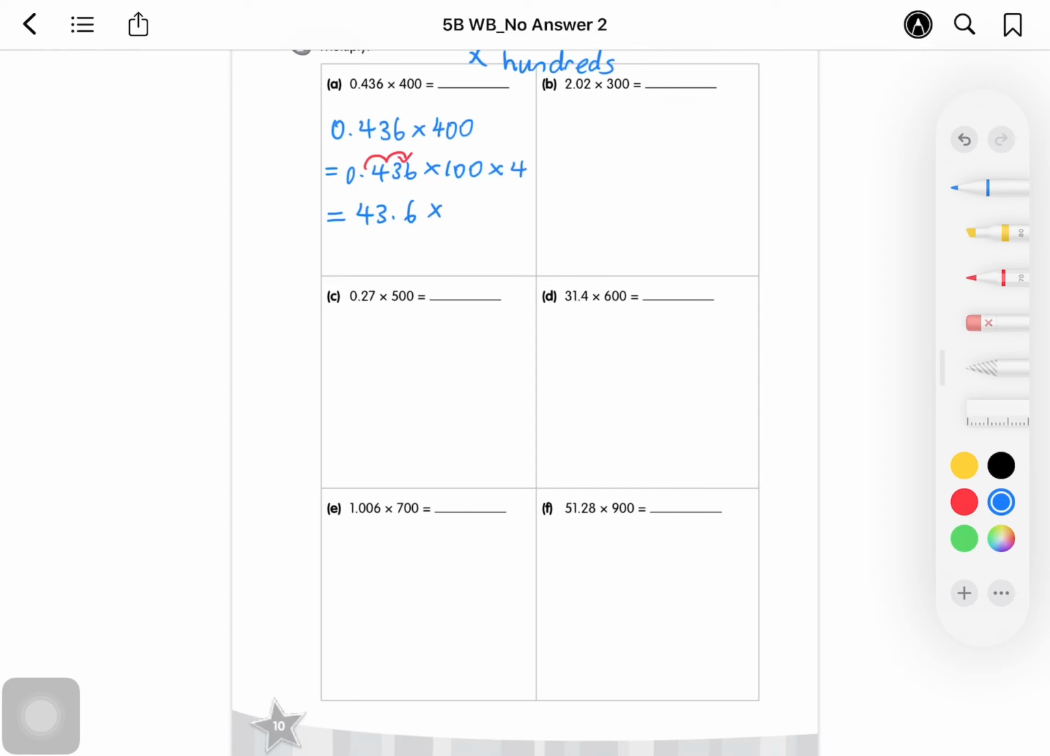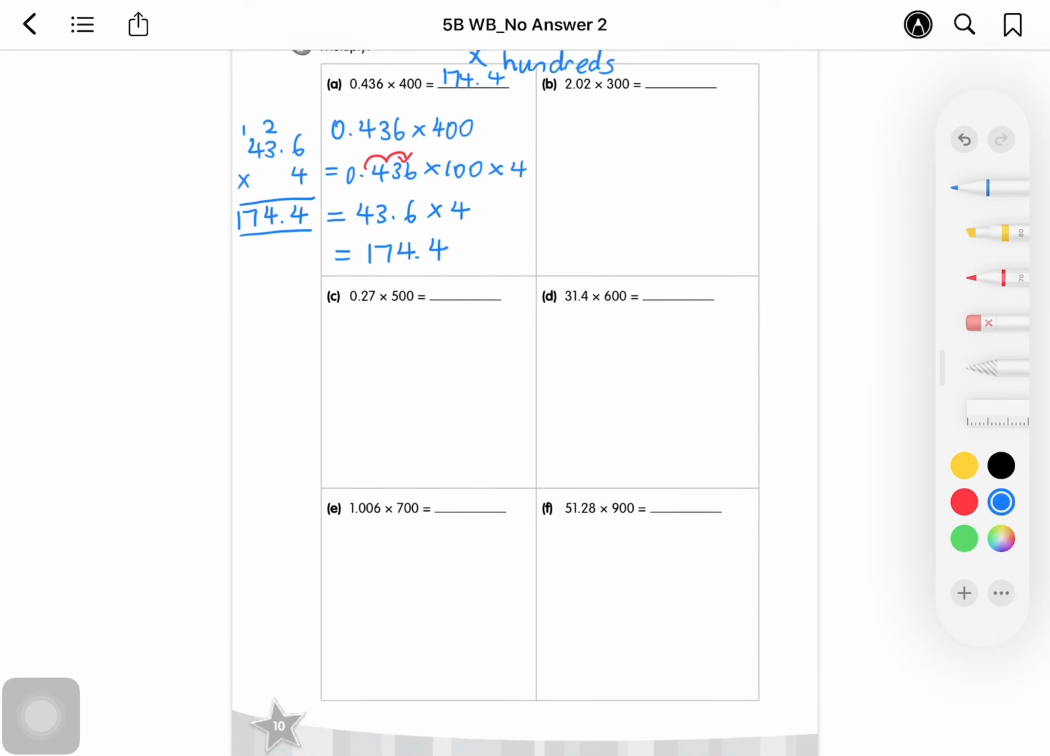43.6 multiplied by 4. For this, I need my vertical working. I will do it at the side. So 43.6 multiplied by 4. 6 times 4 is 24. I have 12 plus 2 is 14. 4 times 4 is 16, plus 1 is 17. So the answer is 174.4.